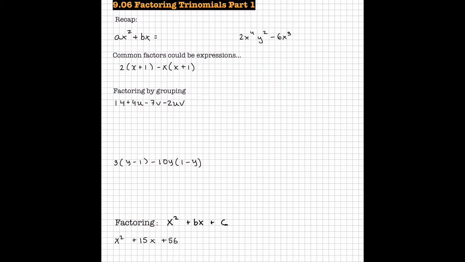In this lesson, we're going to learn how to factor trinomials. We've factored various things so far. We'll expand out now to trinomials and different types that we haven't covered already.